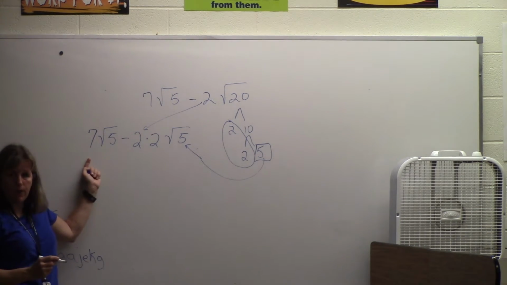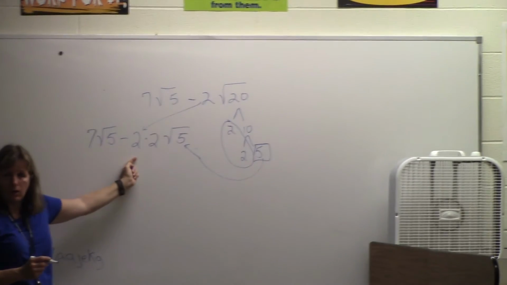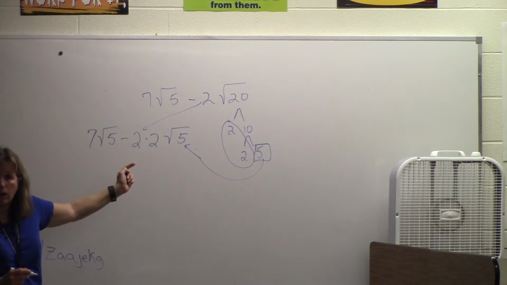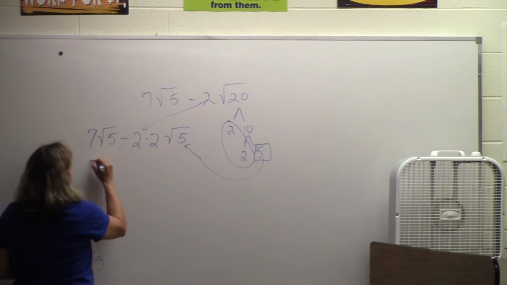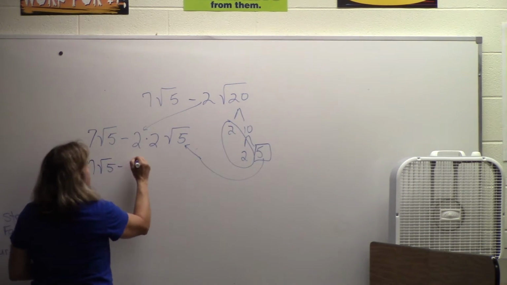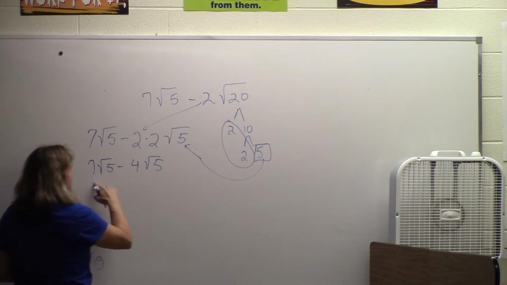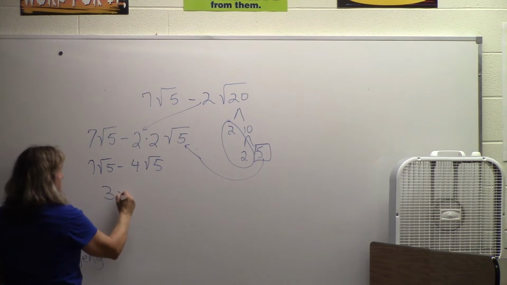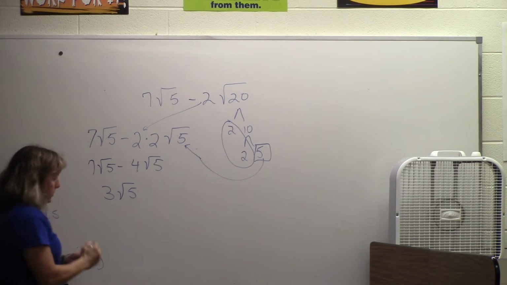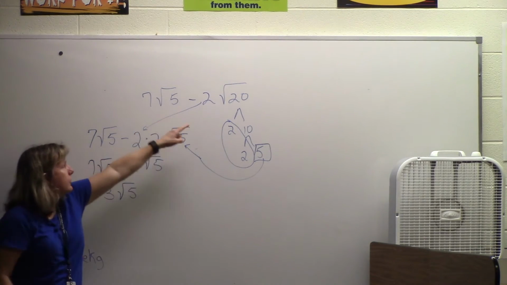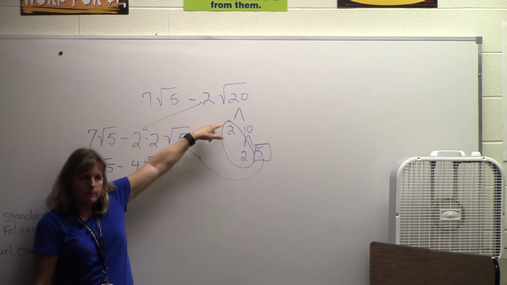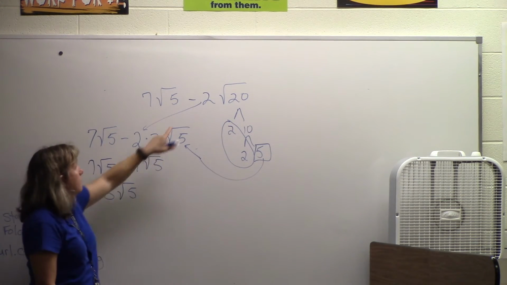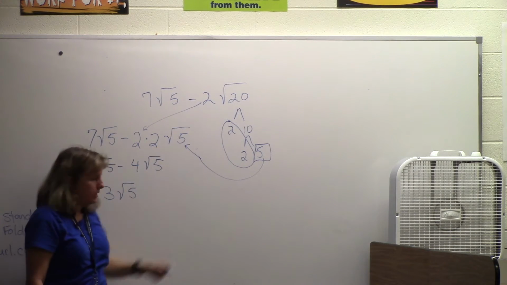Okay, so 7 radical 5 minus, we're not there yet. 7 radical 5 minus 4 radical 5, which makes this 3 radical 5. All right, so sometimes we forget about those, like I just did, so let's try not to do what I just did, because there was already a 2 out there and I ignored it.